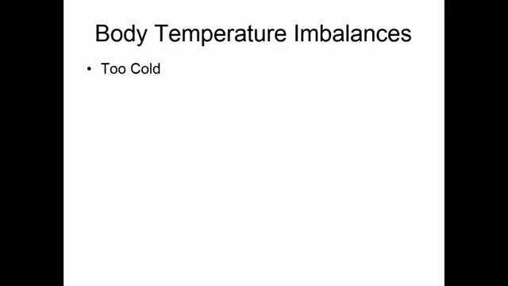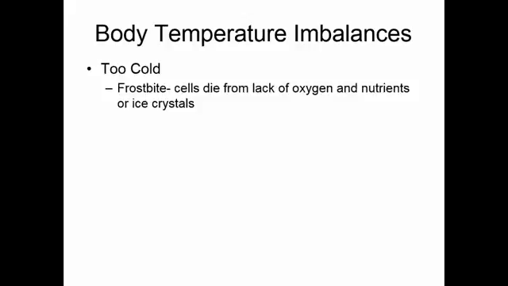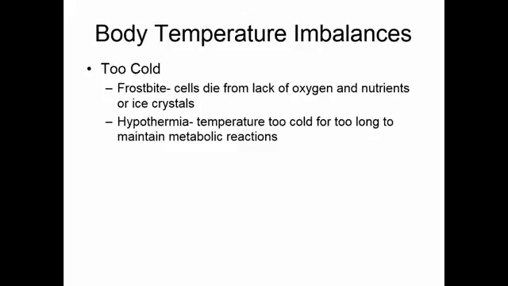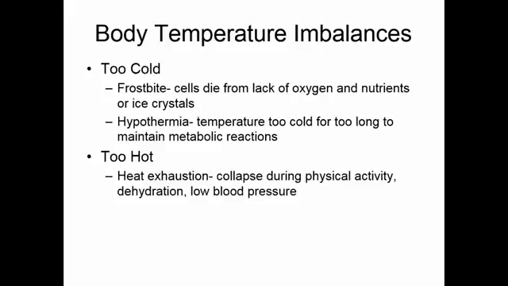If we get too cold, we can have frostbite. Here the cells die from lack of oxygen and nutrients. The blood vessels close off to conserve heat. Also, the fluid in the cells may freeze, and ice crystals have sharp points on them that can damage the cells. Hypothermia occurs if the temperature is too cold in the body for too long. We can't maintain metabolic reactions. Hypothermia can cause death.